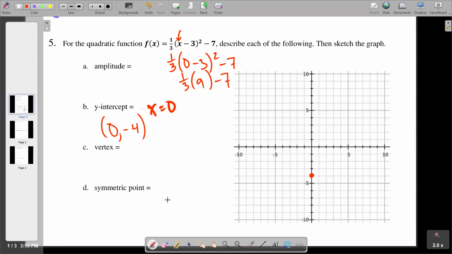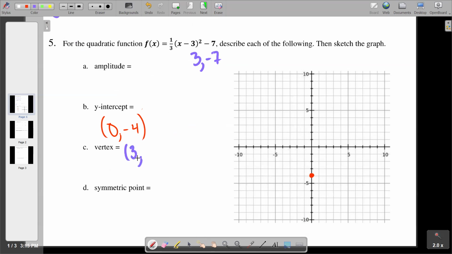Now we also know how to find the vertex. If the problem was written in standard form, ax squared plus bx plus c, we would do our cute little -b/2a formula. But because it's written in vertex form, what a joke, right? What's the vertex of this function? 3. +3, -7. So the vertex is at (3, -7).